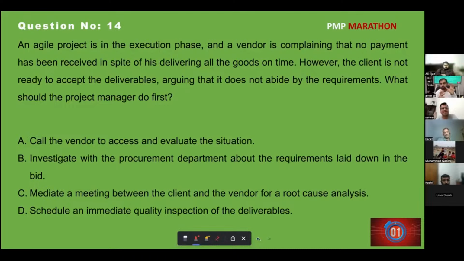Okay. And there's only one option that gives us that definition here. C. Mediate a meeting here. The conflict is there. Do a meeting into that and we work into that. C is the right answer.